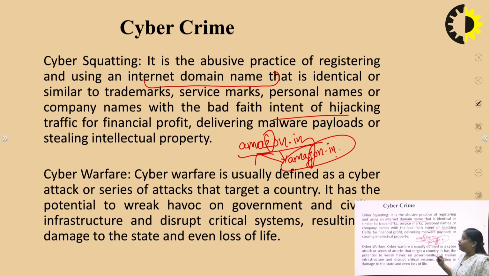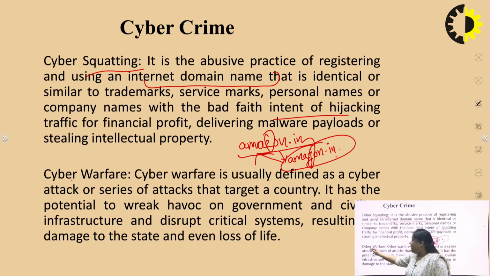So, the motive of cyber squatting is financial profit and delivering malware payloads or stealing intellectual property. That is called cyber squatting.